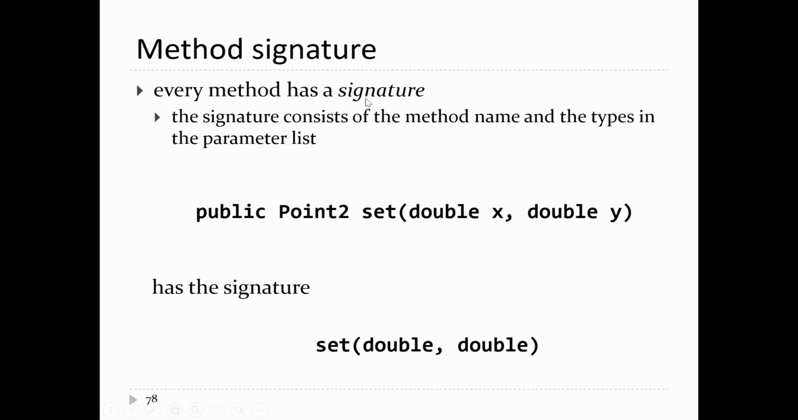So in Java, every method has what's called a signature. The signature of the method is the name of the method, followed by the types of the parameters in the order that they appear. So the set method has the signature set(double, double). Now the signature is the part that's actually important.